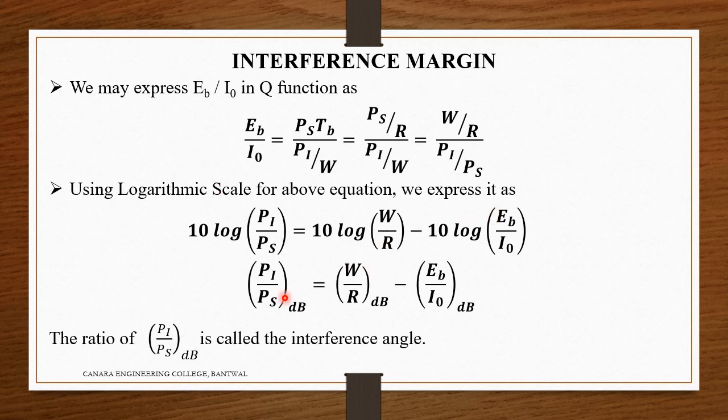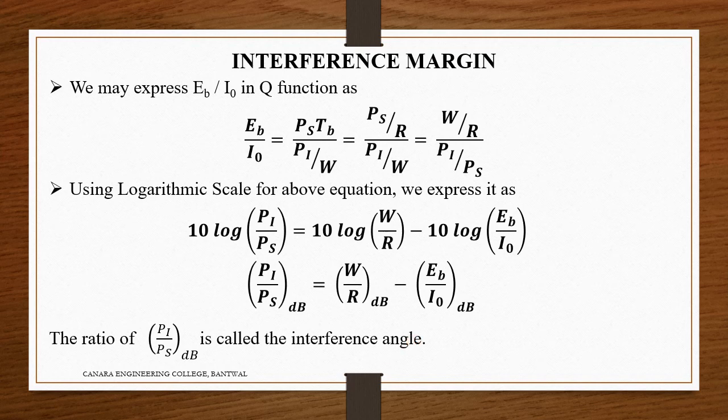So I represent Pi by Ps in dB as equal to W by R in dB minus Eb by I naught in dB. This is how we represent the interference margin, and this Pi by Ps in dB is called the interference margin. Need not worry too much about how we got it or what the factor is. You just need to recite the formula. That's more than enough.